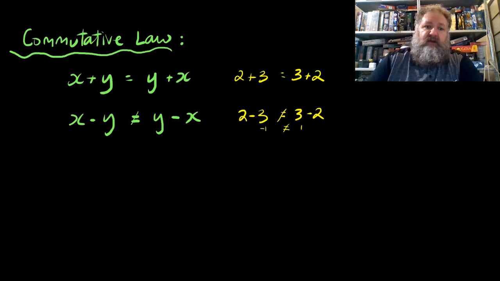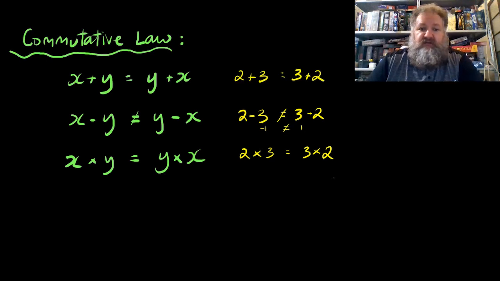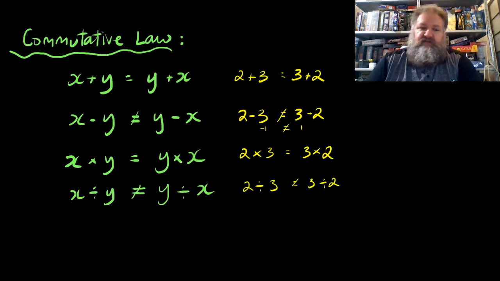Okay, well, what about multiplication? Well, it holds true. y times x is equal to x times y. 3 times 2, which is 6, is equal to 2 times 3, which is 6. So that holds true. It doesn't, however, hold true for division. x divided by y is not the same thing as y divided by x. 2 divided by 3 is 2/3. 3 divided by 2 is 1.5. Definitely not the same thing. Okay, so that's the commutative law. It's the arrangement in terms of how things are worked out.